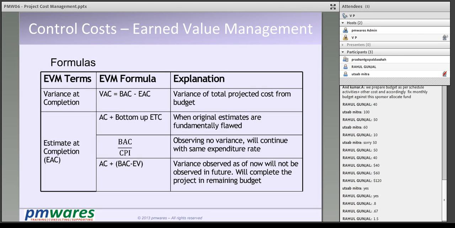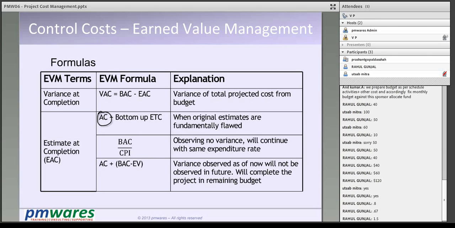First situation is when original estimates are fundamentally flawed. It means I have such a variation that my original estimate does not make any sense. I'm going to re-estimate. Re-estimation doesn't take away the actual cost which I have already incurred so far, so this plus what I estimate for the remaining work. This is an exceptional scenario, which very rarely happens, when after a certain interval I see that my total project is going haywire. Let me re-estimate and then prepare a different baseline.